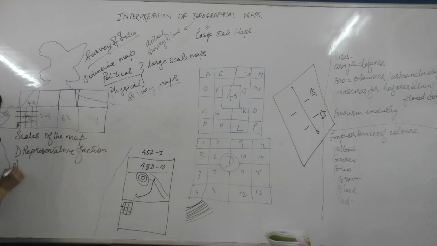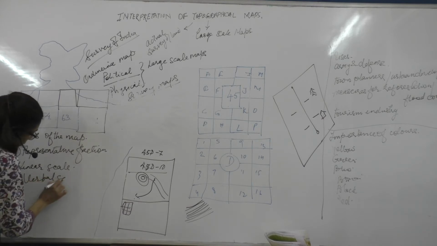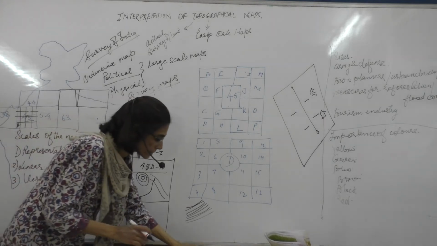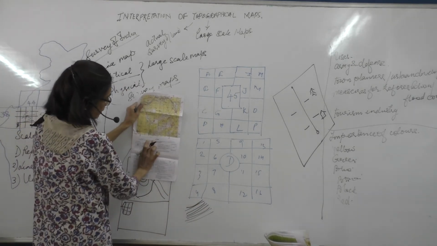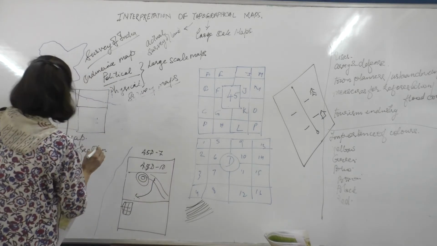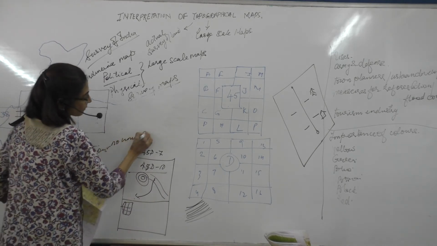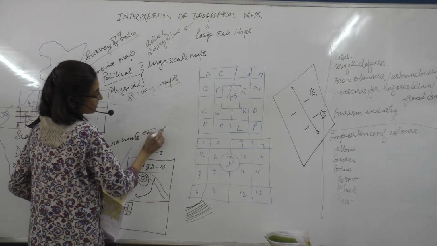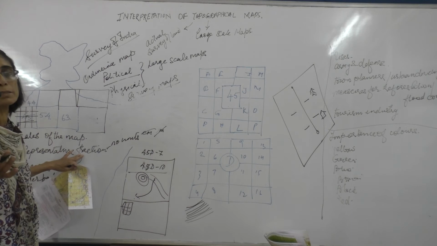Second one is linear scale. And the third one is verbal scale. So look at this in detail. 1:50,000 is the representative fraction. This has no units. It is not giving you centimeter, meter, nothing. That means this scale can be used universally.